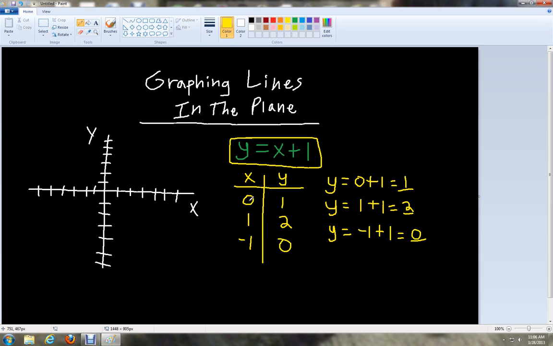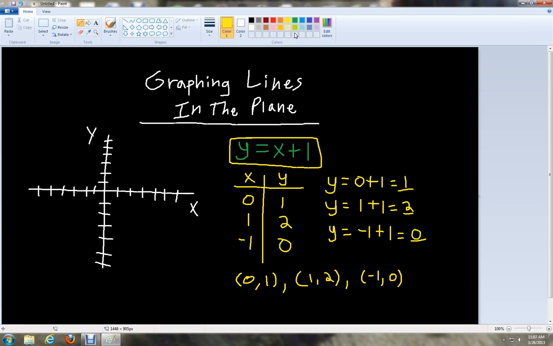So we have 3 ordered pairs that we need to plot: 0, 1; 1, 2; and negative 1, 0. Of course we could plot more points to create our line, but all we need is 3 points just to make sure they're all lined up together.